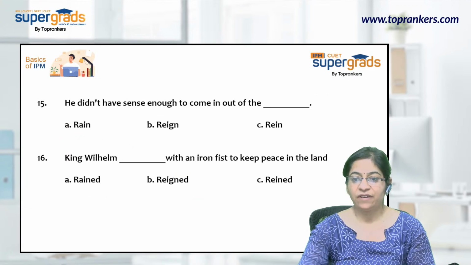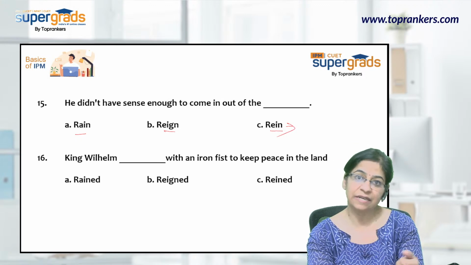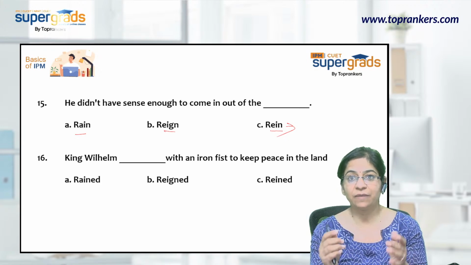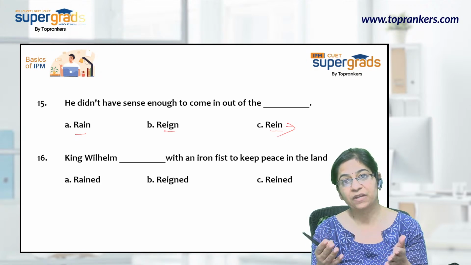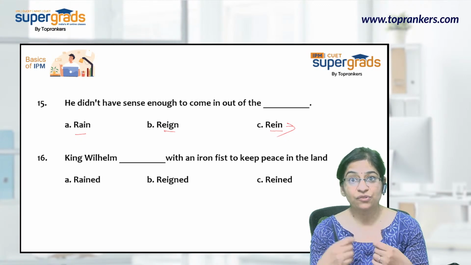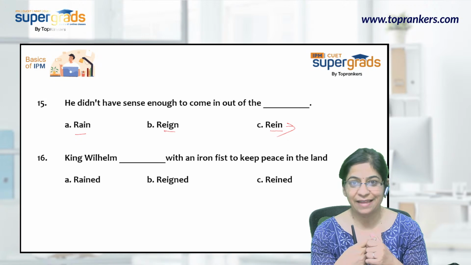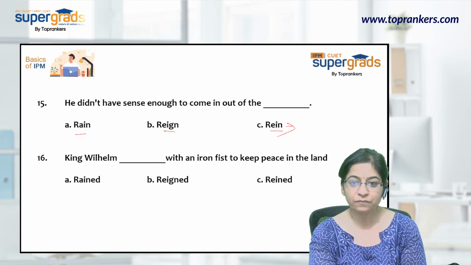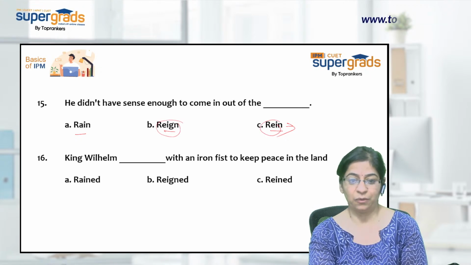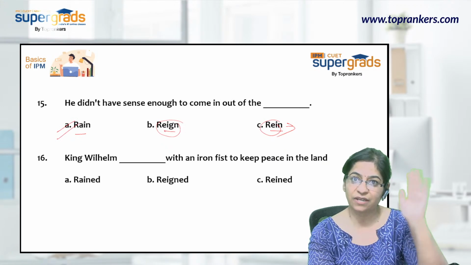He did not have enough sense to come out of the rain, reign, or rein. Now, REIN literally is the strap to control a horse, and figuratively, it means asserting influence on someone. REIGN means the duration of the rule or just the rule of a ruler. And RAIN, well, something that only clouds can give us, the water that we get from the clouds. So, he did not have enough sense to come out of the rain. So he stood there getting wet, getting soaked, getting drenched in the rain.